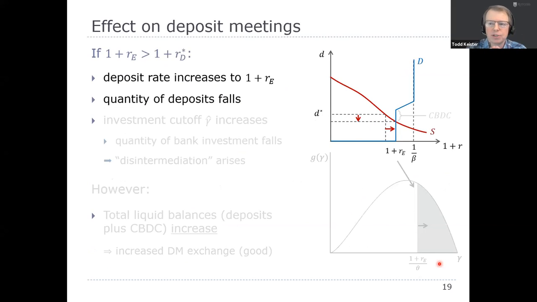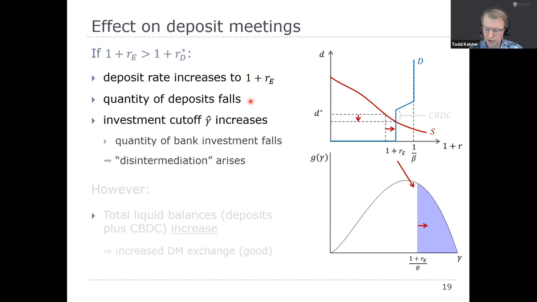Okay, deposit meetings are more interesting. So here now, suppose the digital currency can be used as a substitute for bank deposits. Suppose the central bank sets the real interest rate higher than the current equilibrium interest rate on deposits in our world without a digital currency. Then what happens? Well, if anyone's going to hold deposits, the interest rate on deposits has to rise. It has to rise up to the real interest rate being paid on the digital currency. That means the quantity of deposits is going to fall and the investment cutoff is going to increase. So this is the disintermediation.